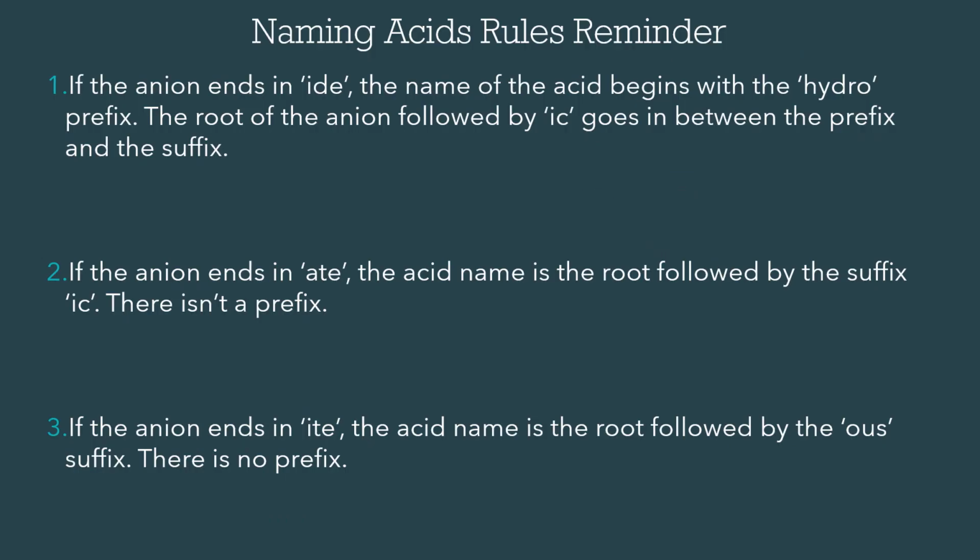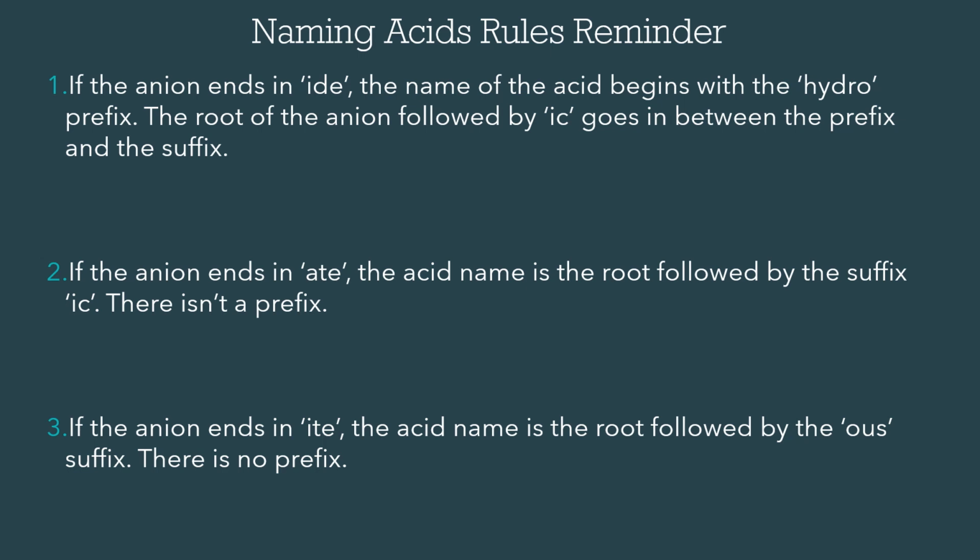Naming acid rules reminder. If it ends in "ide", like chloride, phosphide, sulfide, iodide, you have to add the prefix hydro, and "ic acid" is added to the root. Unfortunately, sulfide and phosphide are exceptions to the rules.